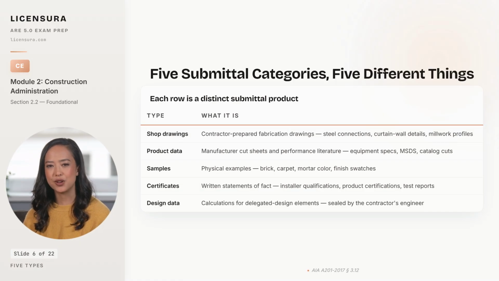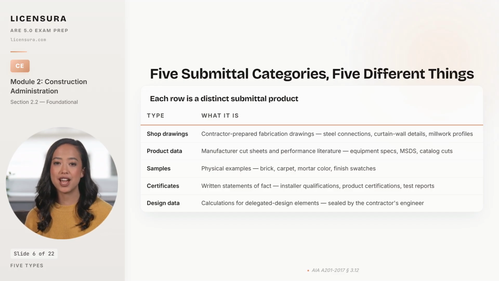5 submittal categories cover almost everything you will see in the field. Shop drawings are the contractor-prepared fabrication drawings: structural steel connection details, curtain wall fabrication geometry, and millwork profiles. These are produced by the trade contractor, not the architect. Product data is the manufacturer's cut sheets and performance literature, including equipment spec sheets, safety data sheets, and catalog cuts that prove the product the contractor is buying matches what was specified.